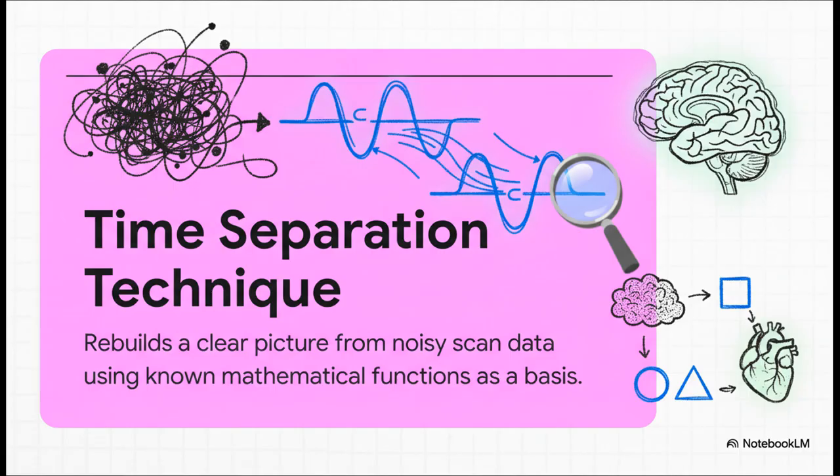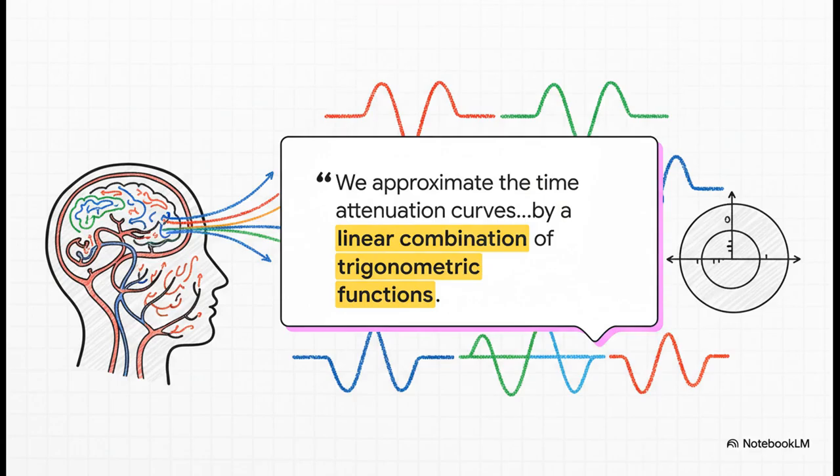To fix this, researchers came up with something called the time separation technique. Now, instead of just trying to clean up a messy picture, it actually rebuilds the picture from the ground up using a mathematical model. It basically assumes the messy signal is just a mix of a few simple, clean signals. So what are these simple, clean signals that they use? Well, this quote from the research paper reveals everything. They modeled the incredibly complex signal of blood flowing through the brain as just a combination of basic sine and cosine waves, the exact same functions we got from our unit circle.